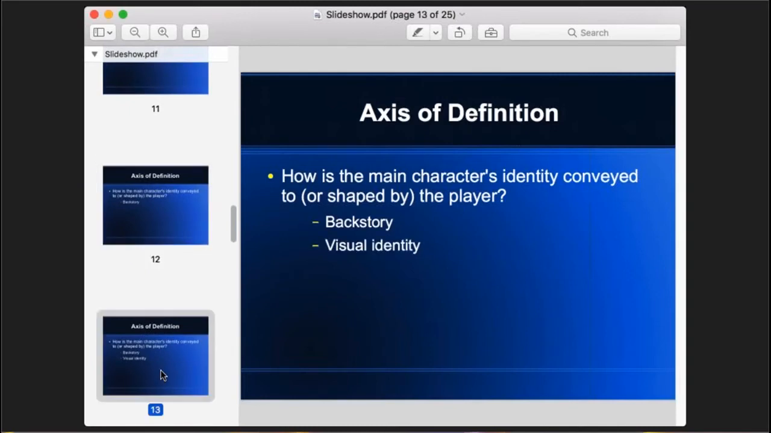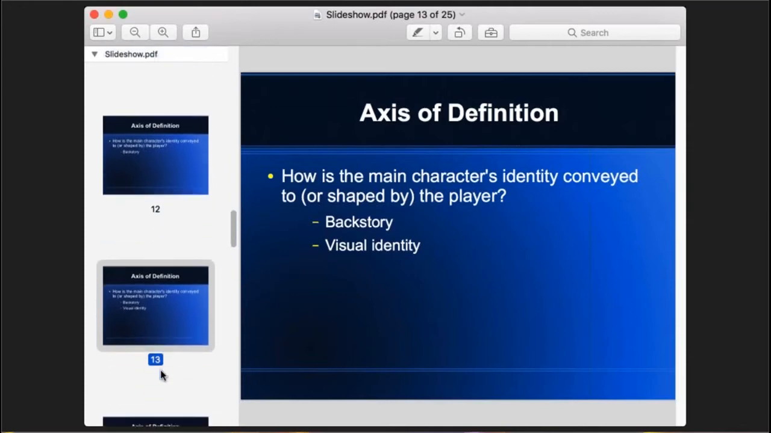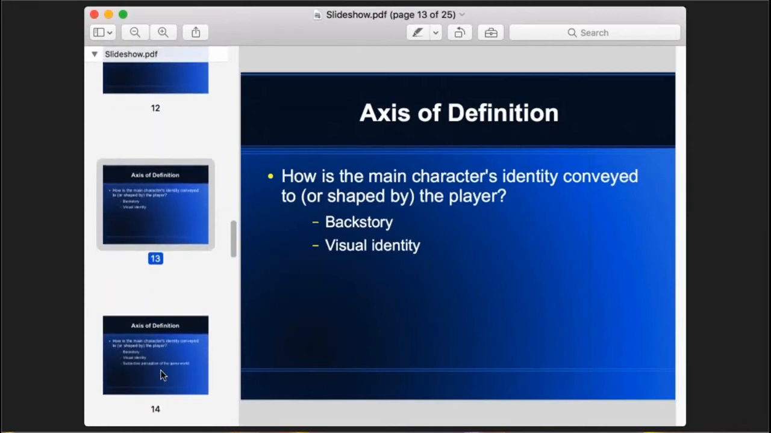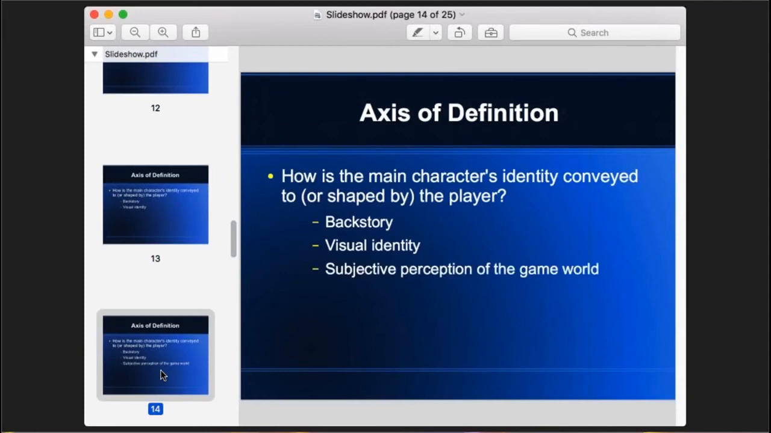Another way you can do this is visual identity, which of course is very important in visual novels. There's a lot you can convey about a character just through their design, and at the same time, letting a player customize a character's design can go a long way towards giving them a sense of ownership. It's kind of the reason most RPGs have character customization, because it's a very good way to let somebody feel like they're inhabiting another person.